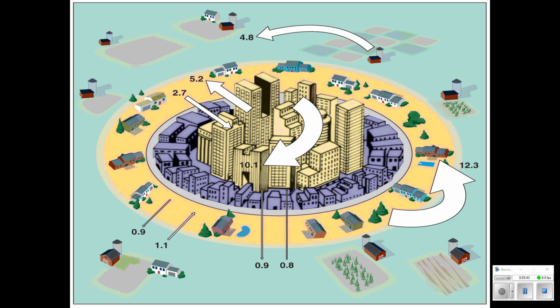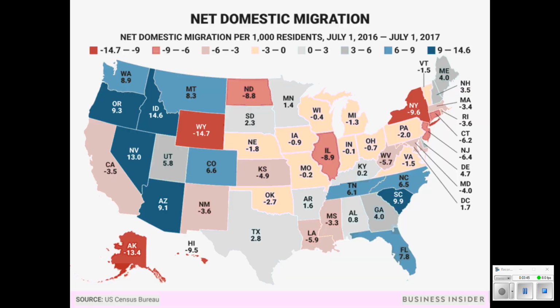And as elderly people get a little older, sometimes they move back to urban places. This one is net domestic migration. Remember, the word domestic means at home. So we're not talking about people coming into the United States. We're talking about Americans moving around within the United States. If it's a red state, that means they are losing population. If it's a blue state, it means they're gaining population.